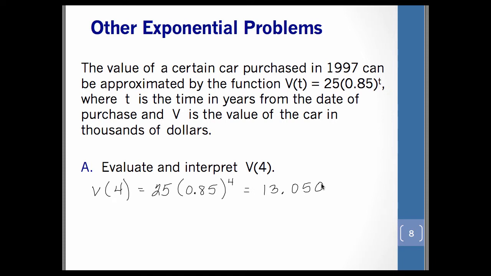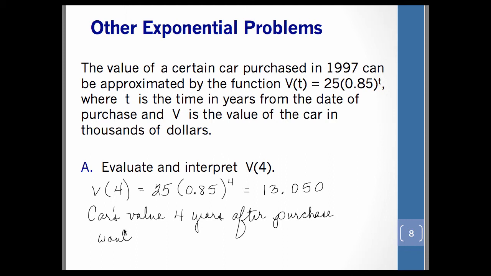In terms of the interpretation, remember this is going to represent the value, but it's in thousands of dollars. So if you multiply this 13.050 times 1,000, and maybe even preserve more decimals that you might have had there on your calculator, what we find is that the car's value four years after purchase would be approximately $13,050, and check the decimals on your calculator. It should be about 16 cents. So that would be the interpretation.